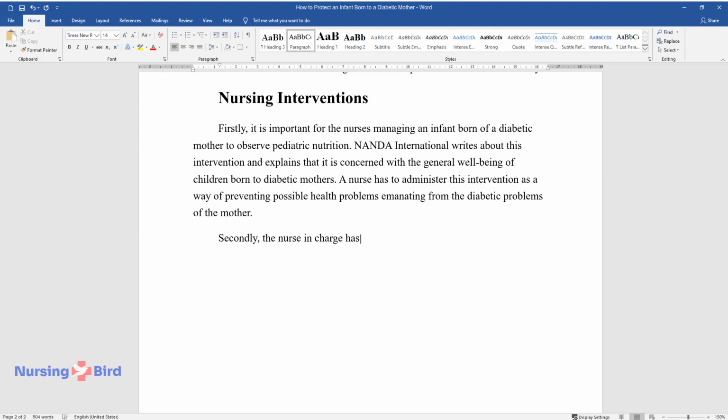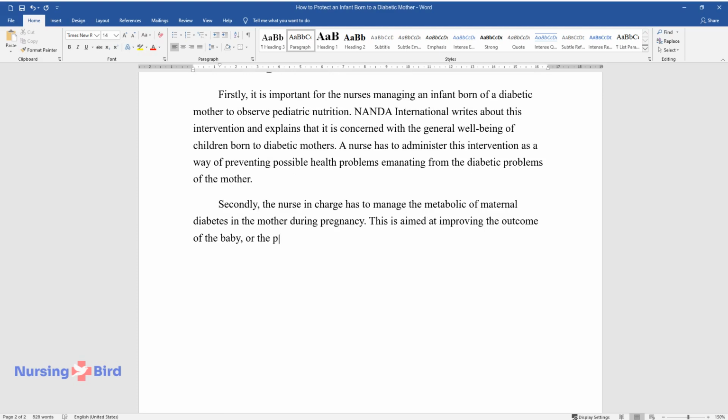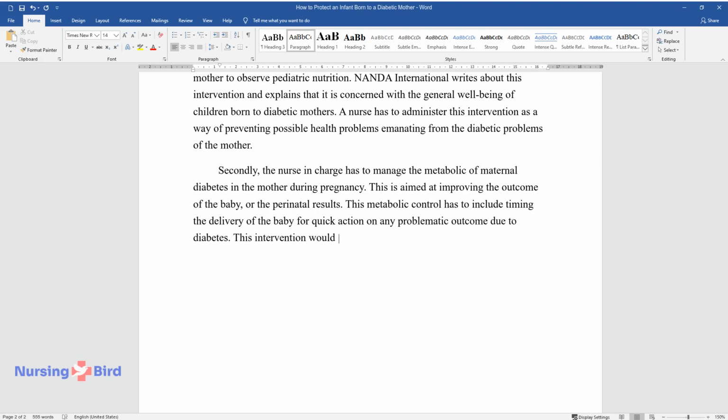Secondly, the nurse in charge has to manage the metabolic control of maternal diabetes in the mother during pregnancy. This is aimed at improving the outcome of the baby, or the perinatal results. This metabolic control has to include timing the delivery of the baby for quick action on any problematic outcome due to diabetes. This intervention would greatly reduce diabetic risks for the baby to be born.